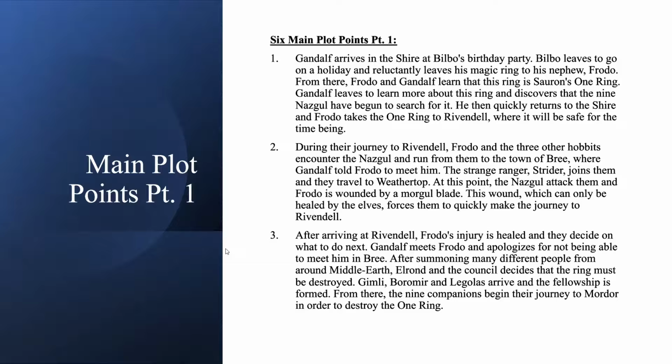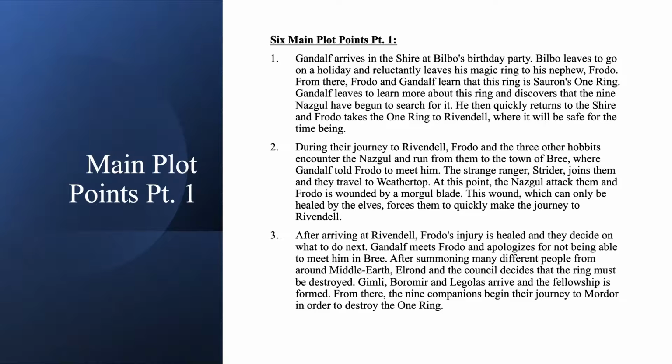And the main plot points. I know there's a lot of text here, but I'm going to go over it real quick. So I would say that of the six main plot points, the first one is where Gandalf arrives in the Shire, and then Bilbo leaves the ring to Frodo. Gandalf and Frodo discover that the ring is the infamous One Ring, and Gandalf also learns that the Nazgul are on their way to find it. So this is obviously a very scary event, and so he quickly pushes Frodo to leave and go to Rivendell, where it will be safe for the time being.